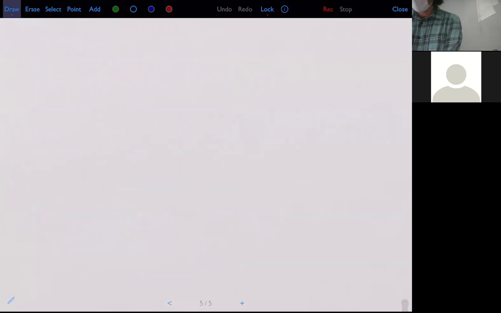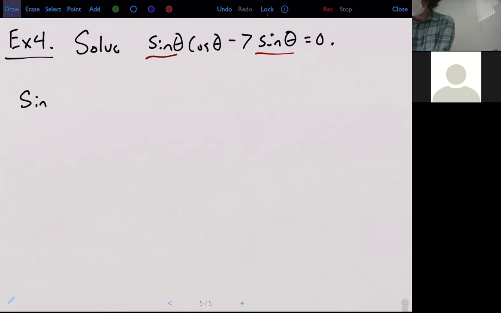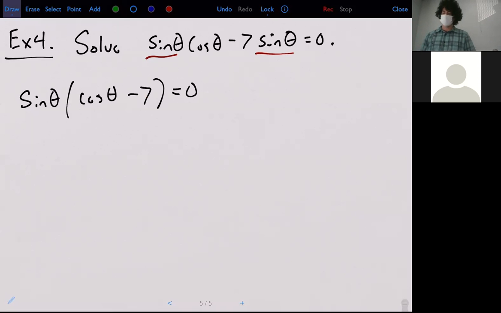All right, so let's look at, I think this is example number 4. I could be wrong, but we want to go ahead and solve sine theta times cosine of theta minus 7 sine theta is equal to 0. And again, what we want to do is think about this almost like a polynomial. And what we notice is that we have a sine theta in both of these terms. So we can go ahead and pull that sine theta out. So we'll get sine theta times cosine theta minus 7 is equal to 0. And again, we have two different equations to solve. Either sine theta is equal to 0 or cosine theta minus 7 is equal to 0.